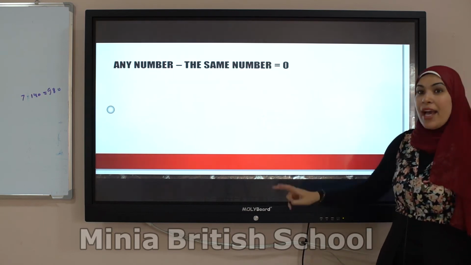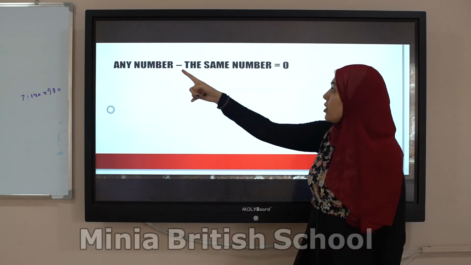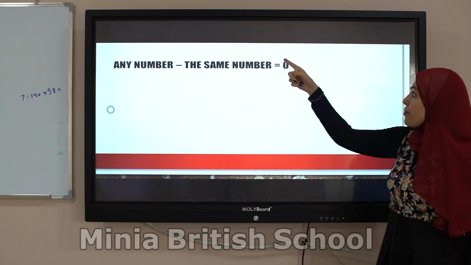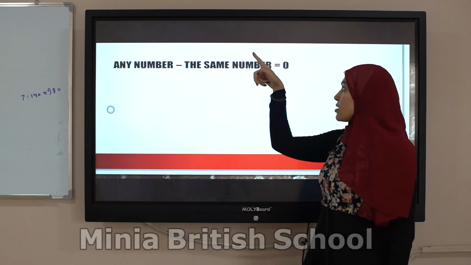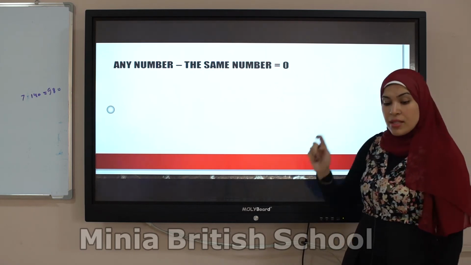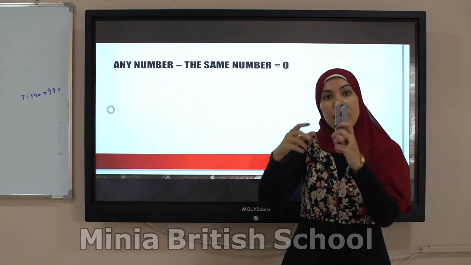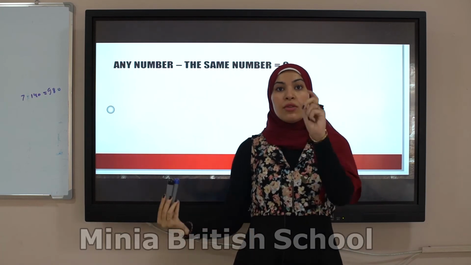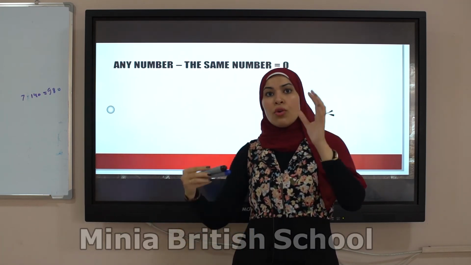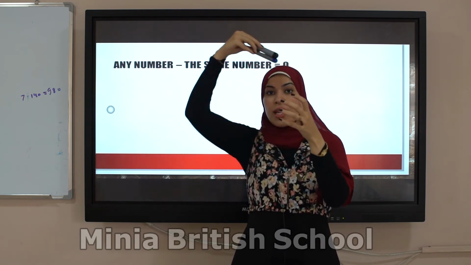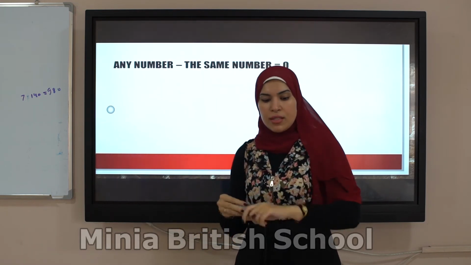Okay. The second rule, any number minus the same number equals 0. I have here 2 pens and I take away 2 pens. How many pens are left? I don't have any pen. So any number minus the same number equals 0.